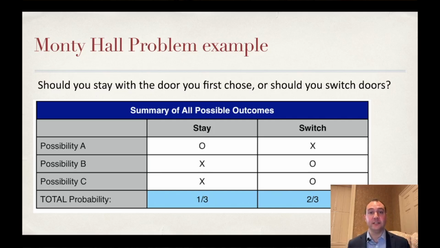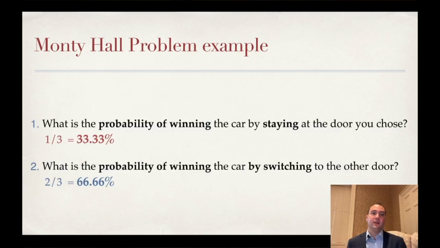So it changes the probability by opening an empty door, because if we stay, there's still a 1/3 chance, but if we switch, there's a 2/3 chance that we'll win the car. So what should we do? We should switch the doors. Why? The probability of winning the car by staying is 33%. By switching to door 3, we would win about 66% of the time.